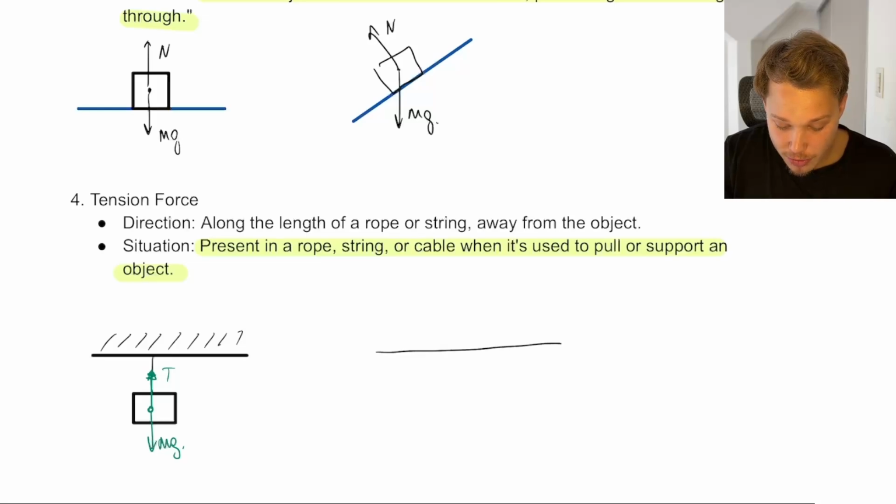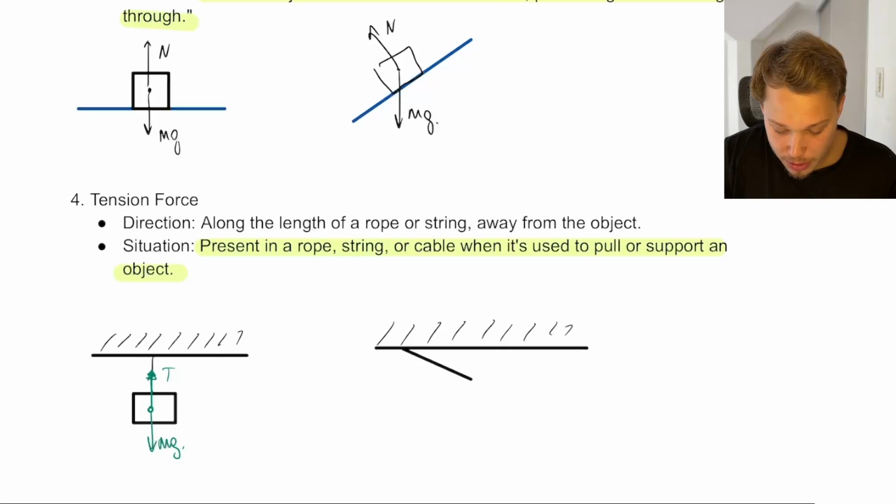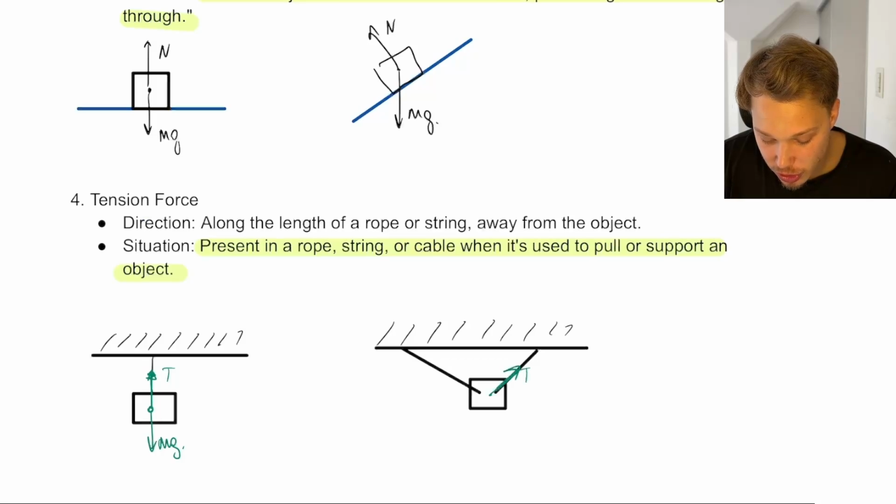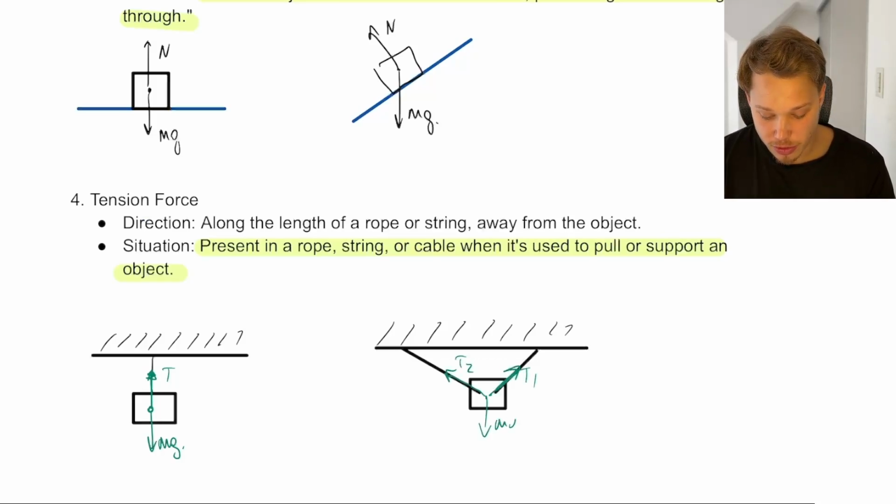Let's say if you have some other situation, where maybe this kind of object is tied like this by two strings that are at an angle. So in this case, again, the tension is always going to be pointed along the string. So this would be tension 1 and this would be tension 2. And of course, there's still gravitational force mg strictly downwards.